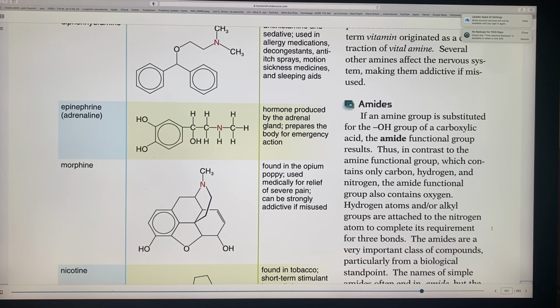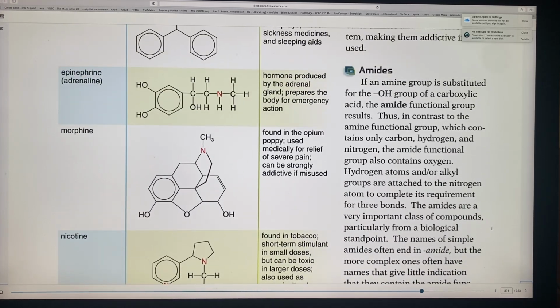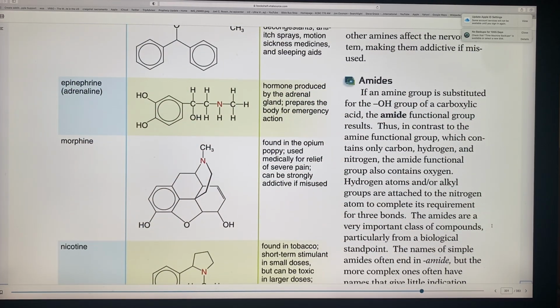Let me read this for you to describe it, because I'm not describing it right. If an amine group is substituted for the OH group of a carboxylic acid, the amide functional group results. Thus, in contrast to the amine functional group, which contains only carbon, hydrogen, and nitrogen, the amide functional group also contains oxygen. That's what I thought. So basically, you're adding oxygen to these amines.